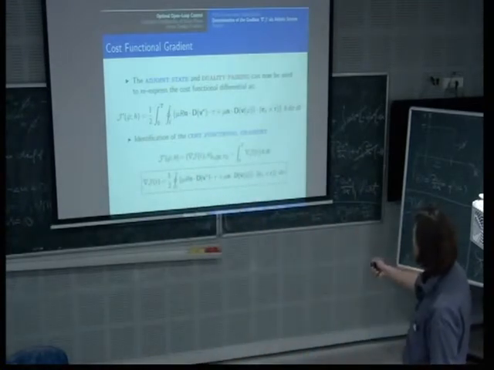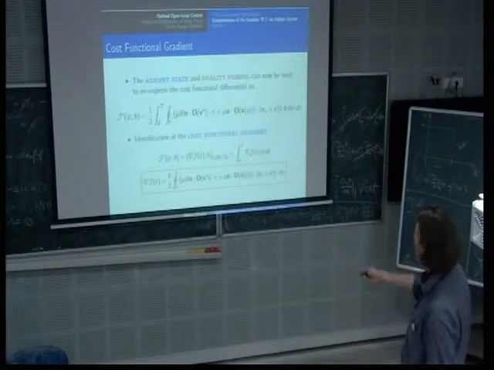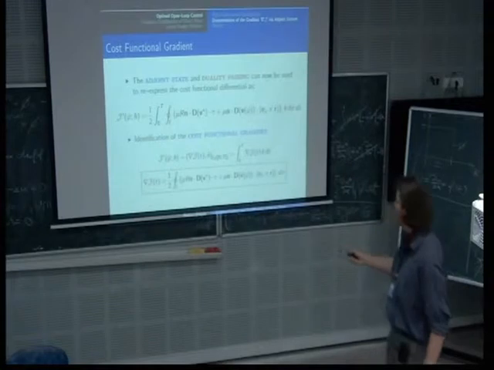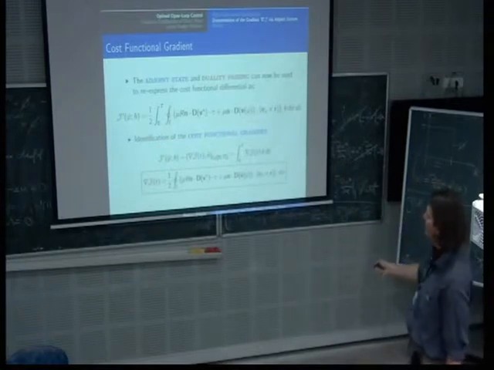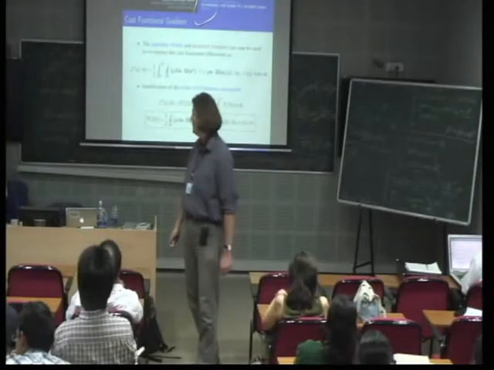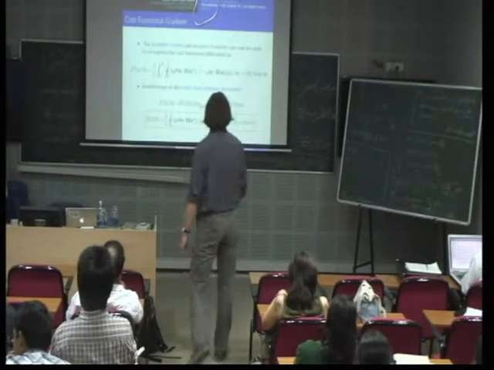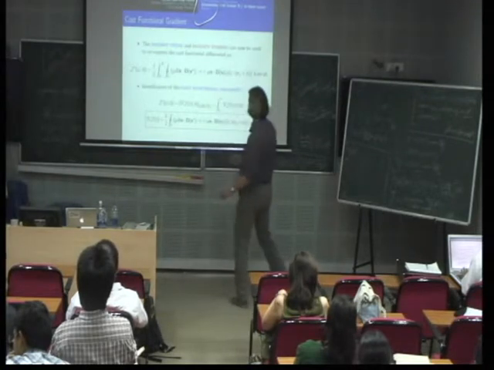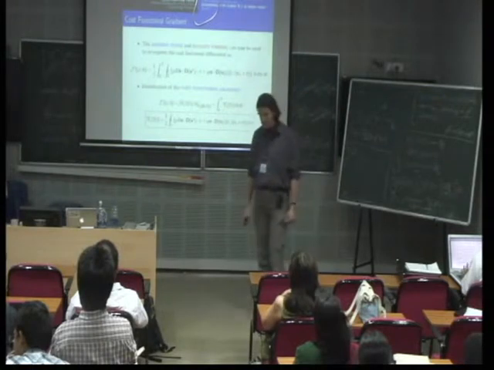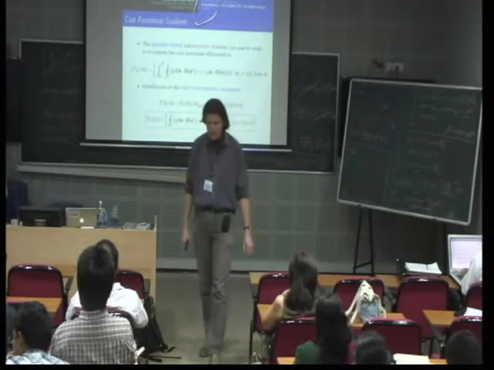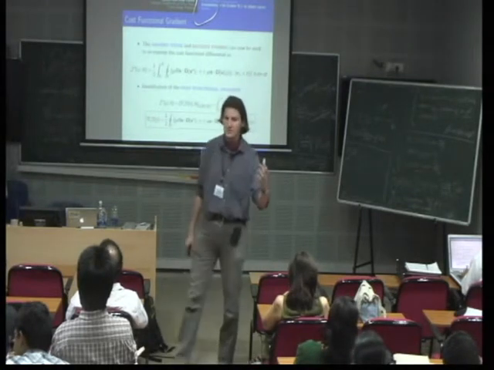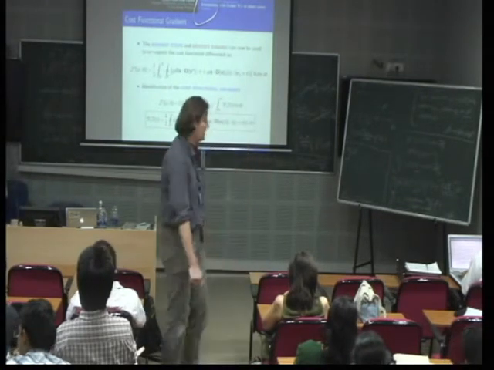So this is in the Riesz form, and from this we can directly extract the expression for the cost functional gradient, which we can in turn use in our optimization algorithm. Okay, so this is the expression for the cost functional gradient that can be used, and it's actually readily computable. Once we have solved the adjoint system, it can be evaluated quite easily.